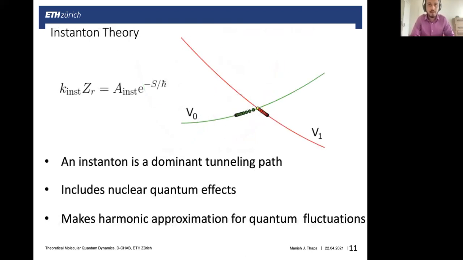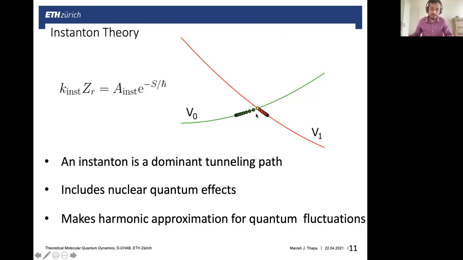Okay, so the first approach I want to talk about is instanton theory, a semi-classical approach, because my approach is related to it. I think I should briefly tell you what it exactly is. Instanton theory is one of the most successful rate theories for non-adiabatic reactions.